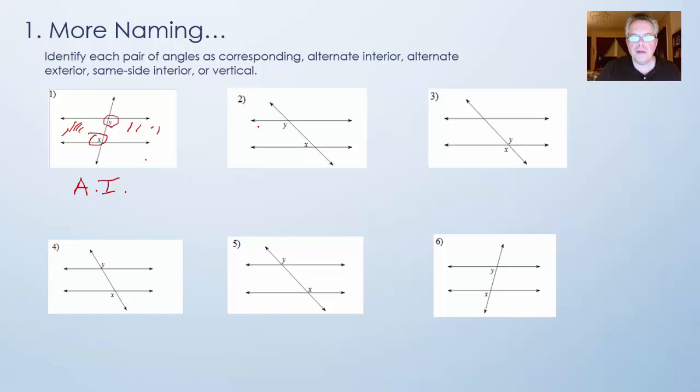Okay, on the next one, I see that they're both in the interior here, but this time they're on the same side of the transversal. So these are same side interior. I thought we'd practice this a little bit more. Almost everyone's doing really well. A couple people, this might be a little bit new for, so I want to give a little additional practice.